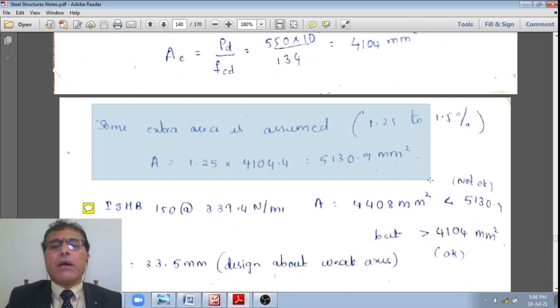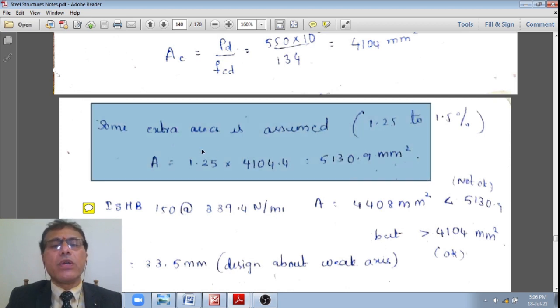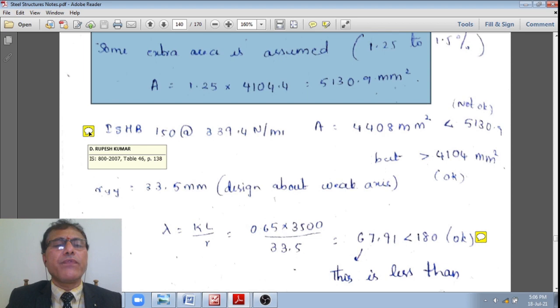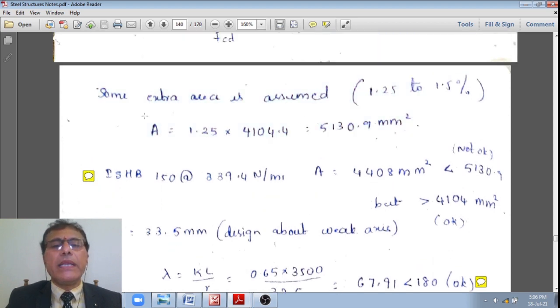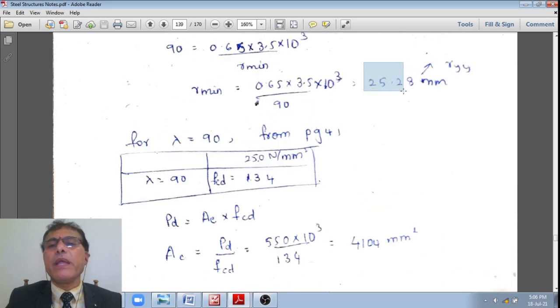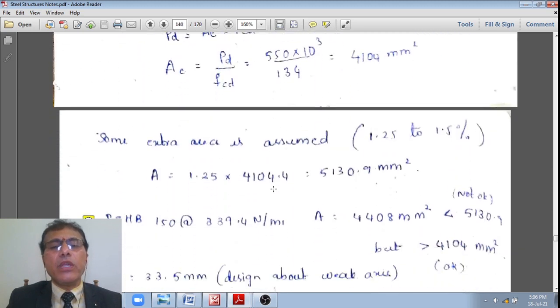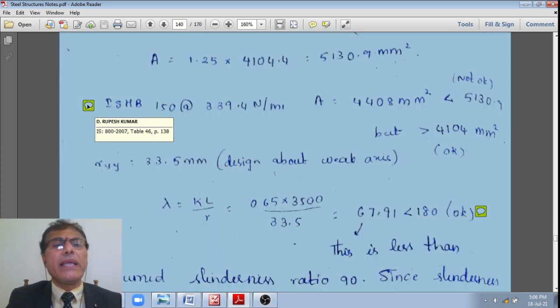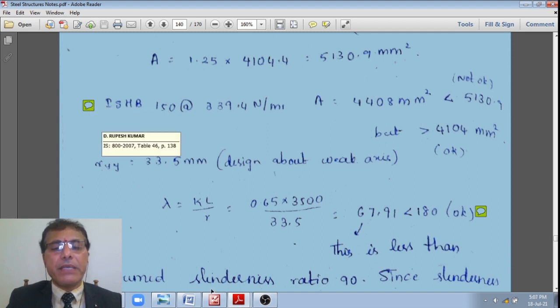Hence, the area of the section proposed, A required, is equal to 1.25 multiplied by the area just required, 4104. It works out to say 5131 mm square approximately. This is one criterion, that the area must be 5131. Another criterion is that R min should be 25.28. Keep in mind these two criteria, right? Now I'll go to IS 800 2007, and I'll choose an appropriate section from page number 138.